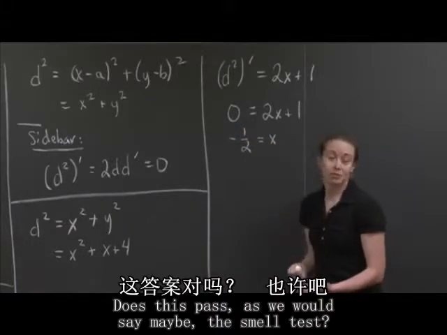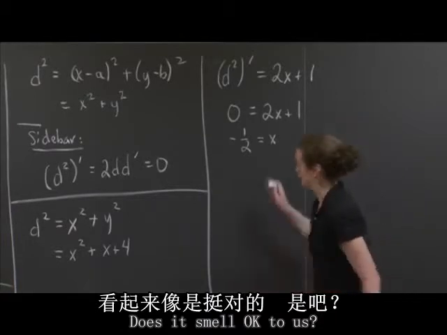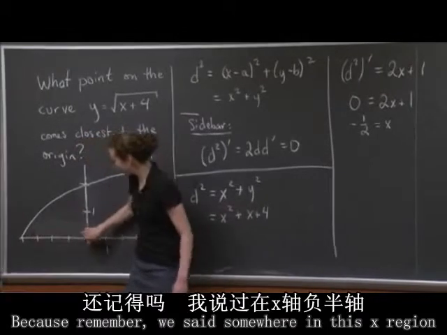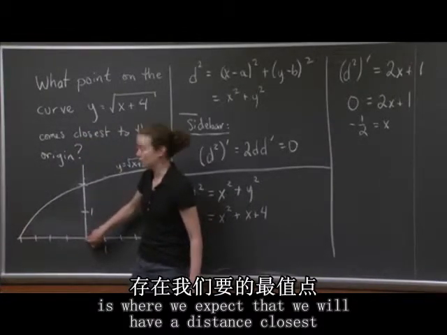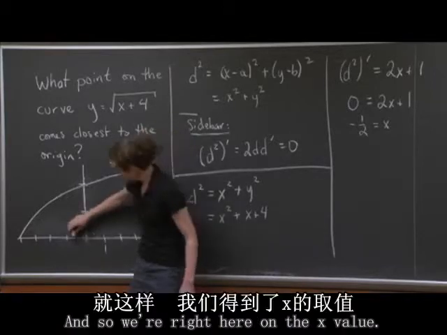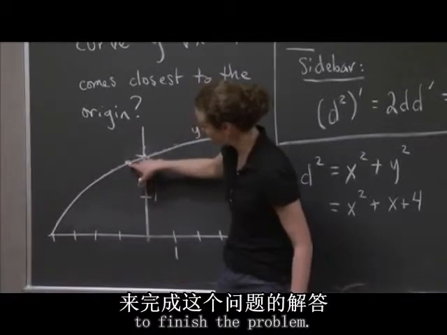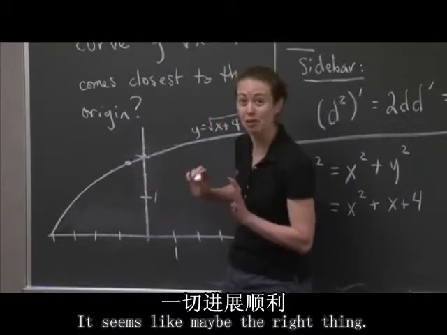Does this pass, as we would say, the smell test? Does it smell okay to us? The answer is yes, because remember we said somewhere in this x region is where we expect to have the point closest to the origin. And so we're right here on the x value. Now we have to find the y value to finish the problem, but this is not so far very surprising. It seems like maybe the right thing.